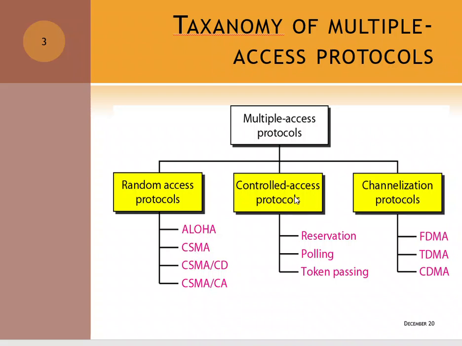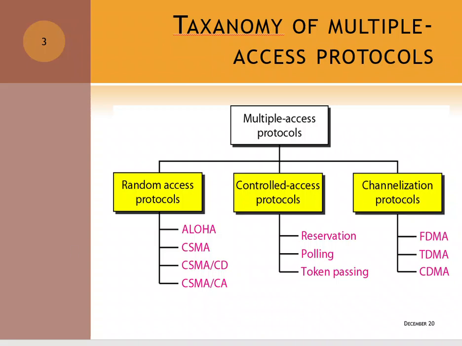Then under controlled access protocols, we have reservation, polling, and token passing. The next one is channelization protocols: FDMA, TDMA, and CDMA. For our current syllabus, we are going to cover only these 2 main categories, random access protocols and controlled access protocols. Kita hanya akan cover 2 sahaja. Kalau yang syllabus lama-lama dulu, memang betul kita akan cover juga channelization protocols.